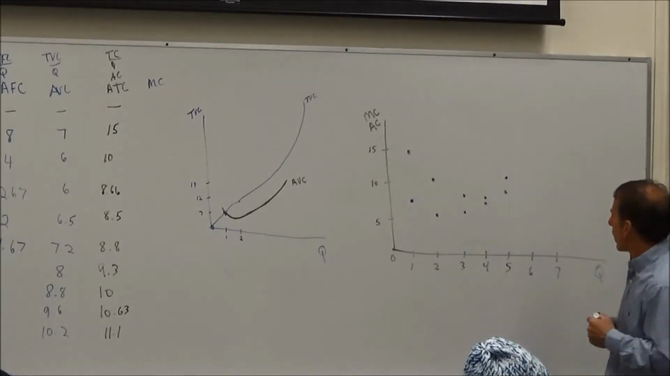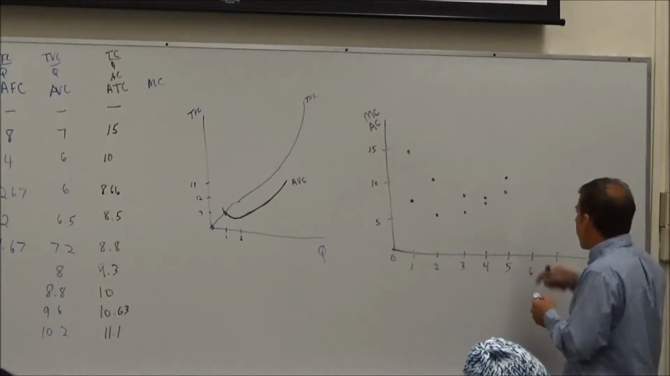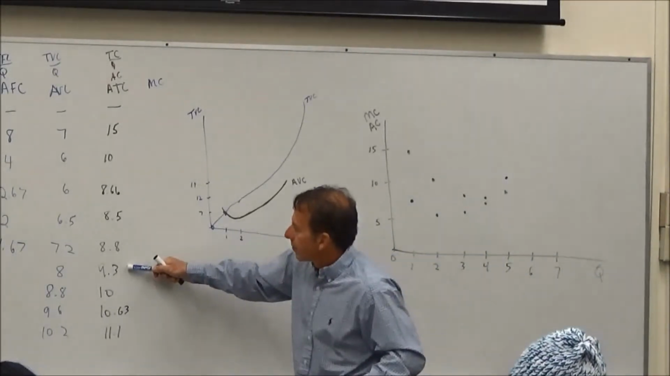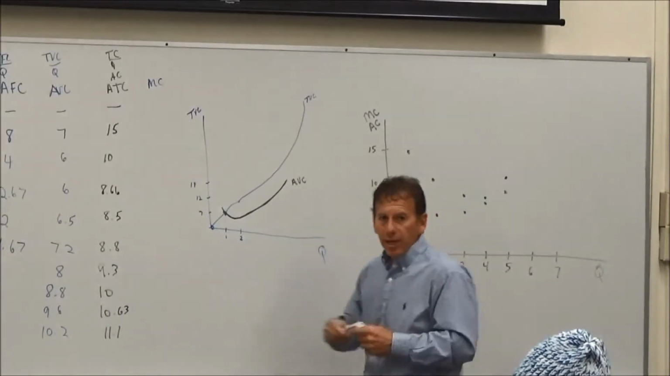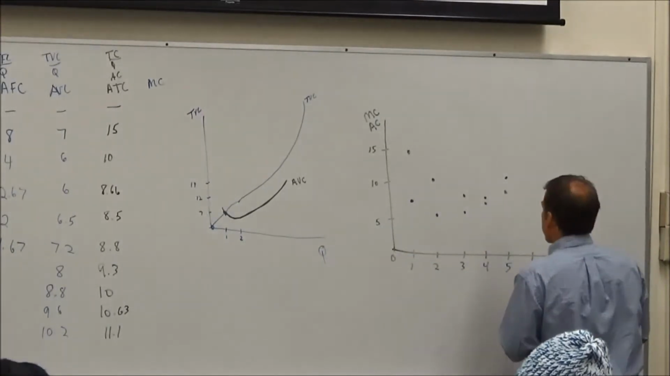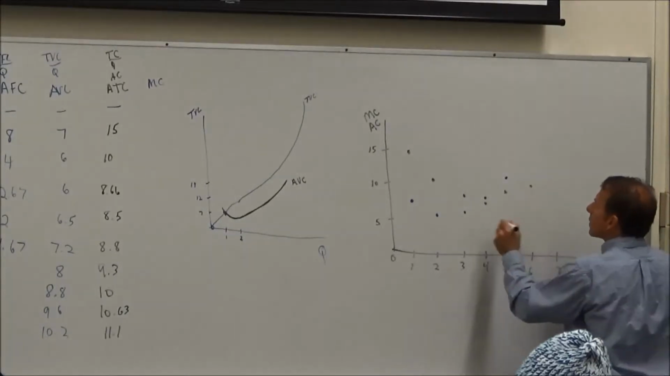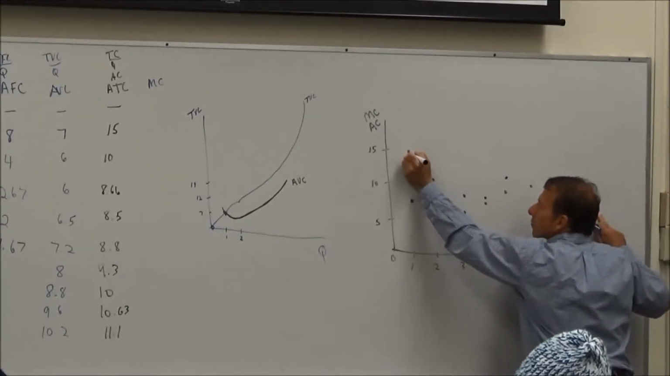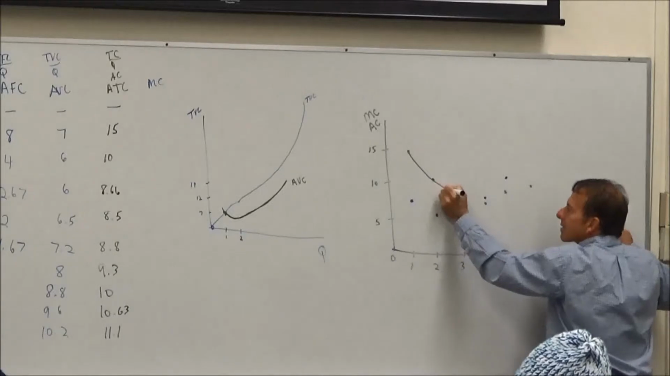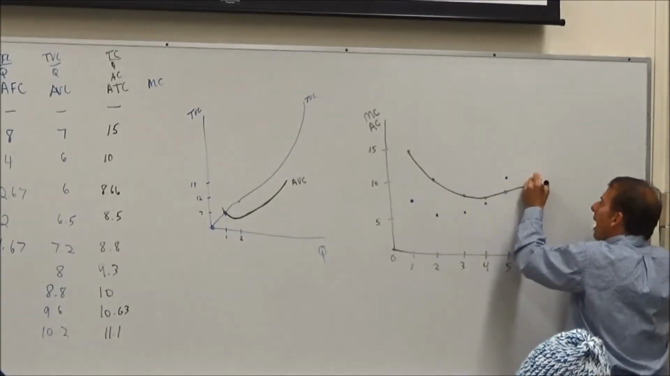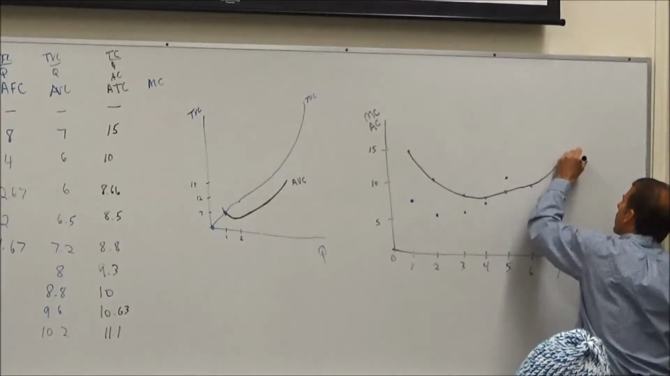Right, I'll do one more point. At 6, what's the average cost? 9.3. So it's a little bit higher than that 8.8, so we're over here. So you can see this curve now. Let's draw that line, connect those dots. And that becomes our average cost curve.